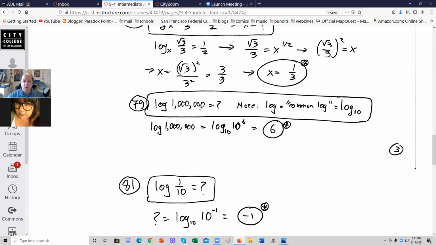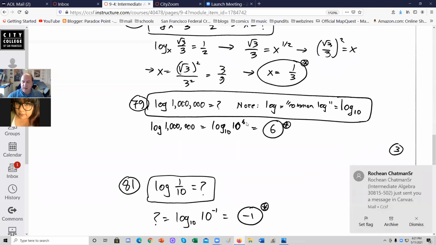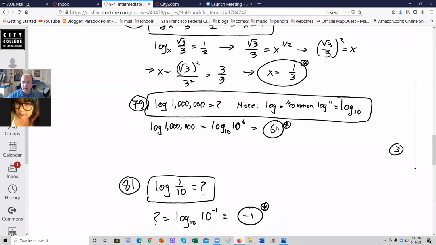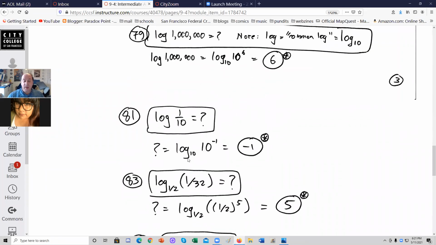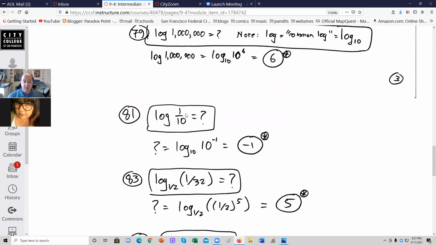Now here we have common log, log base 10. Common log of a million is what? Well, it's log base 10 of 10 to the 6th, and logarithm and exponential cancel, leaving a 6. Common log of a million is 6. Common log of 10 is 1. Common log of 100 is 2. Common log of 1,000 is 3. Common log of 10,000 is 4, and so on. Log of 1/10. Well, this is common log, log base 10 of 1/10 is 10 to the negative 1. So these cancel again, and you get negative 1.